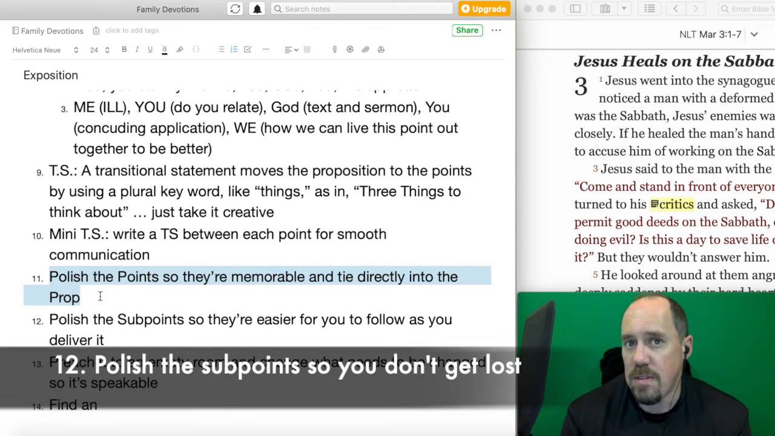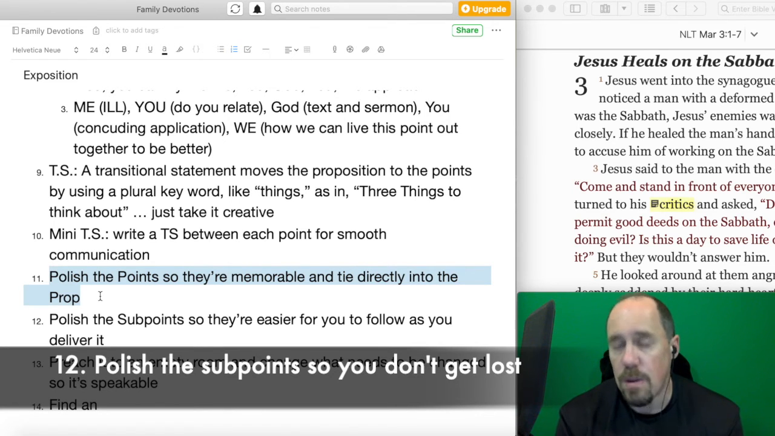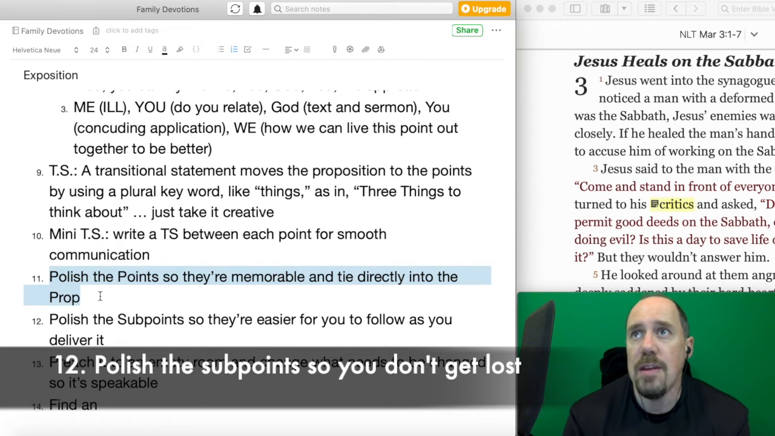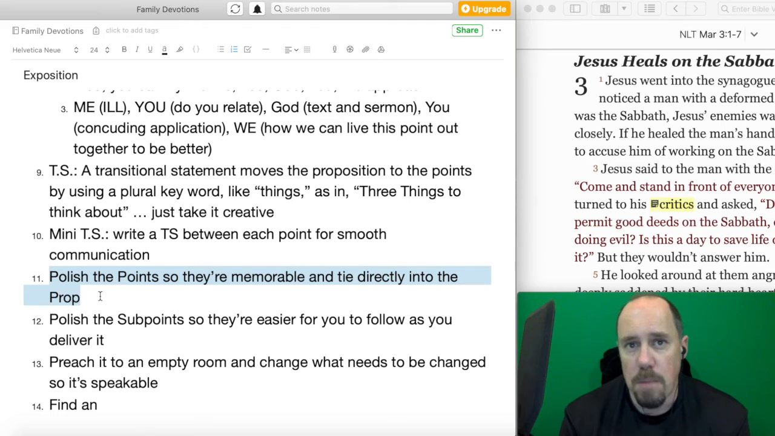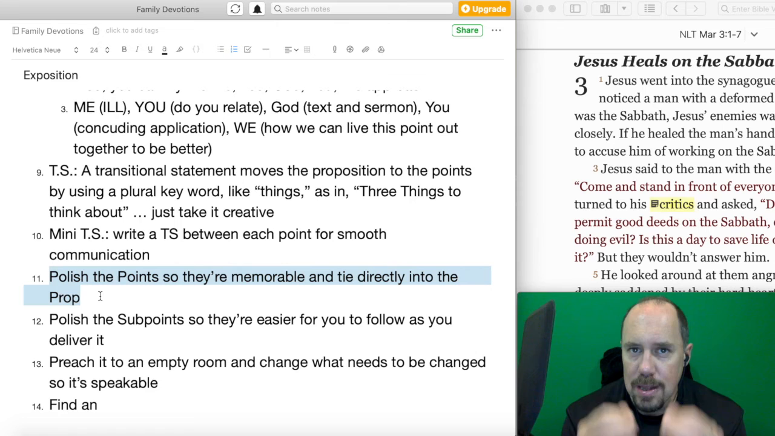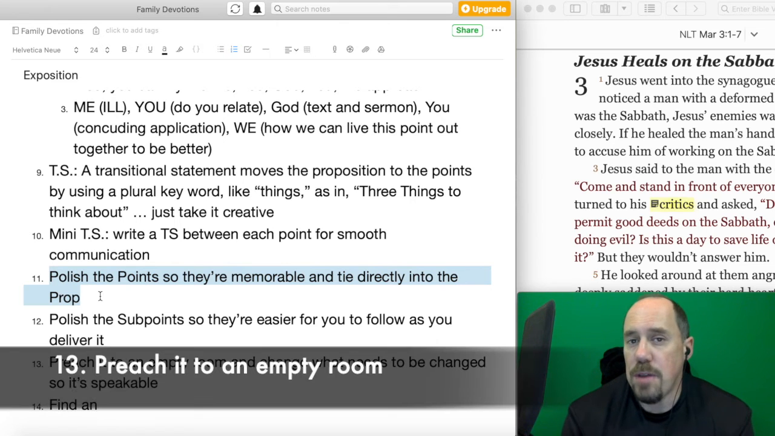Polish the subpoints then, so that they're easier for you to follow and for you to deliver. Remember, you're the one that needs to be standing up at the pulpit or wherever you're standing from, the choir stand, or memorizing this, however you want to do it. So those subpoints have to be meaningful for you and followable by you. So clean that up so that you can see it at a glance, okay? And then preach it to an empty room.